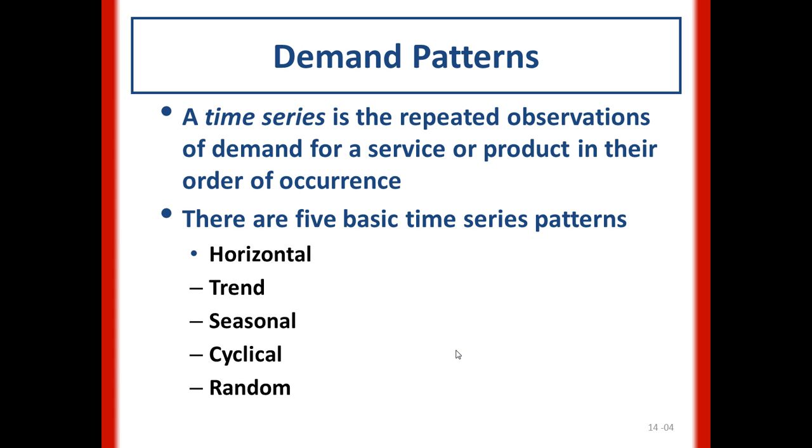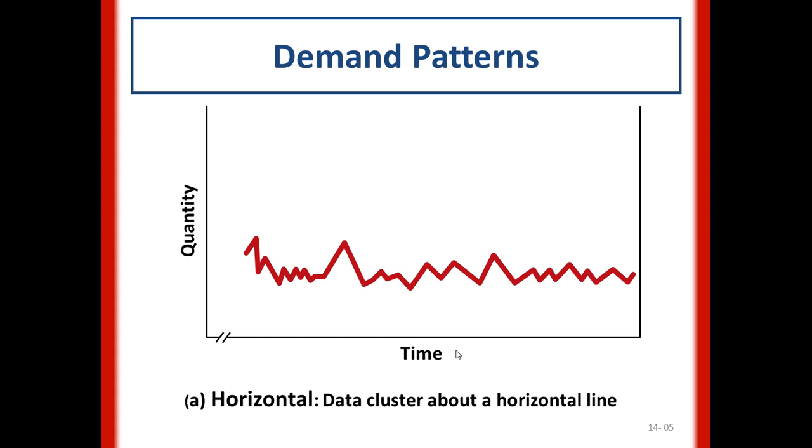The first concept we are going to study before picking the right forecasting tools is to find out what type of pattern of the demand we are facing. A time series is the repeated observation of demand for a service or a product in the demand occurrence. There are 5 basic time series. First, horizontal demand represents a horizontal line of demand throughout the time horizon.